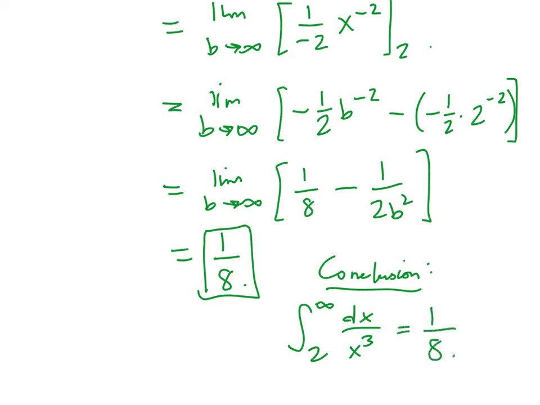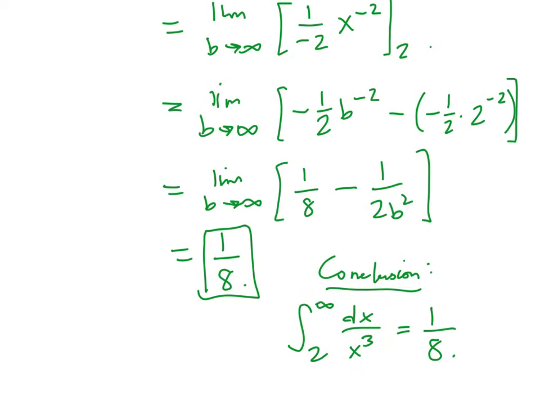So what this is saying is that if we were to integrate this function as far out as we wanted to, the value of that integral would get increasingly close to 1/8. It would never surpass 1/8, but it will get as close as we like. So we say that the integral from 2 all the way out to infinity is just 1/8.